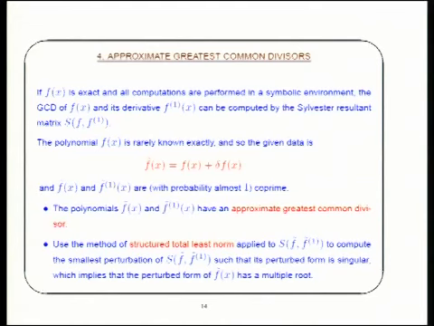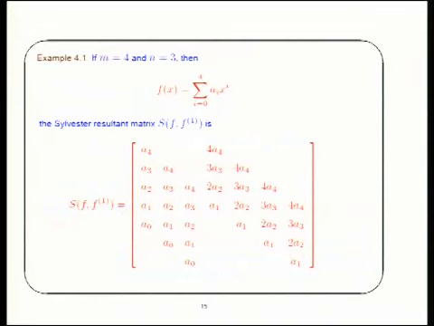This is done using, have you heard of the resultant matrices, Sylvester, Bezout, Dixon? Okay, we're going to do it using the Sylvester resultant matrix. And the Sylvester resultant matrix has two important properties. The rank loss is equal to the degree of the GCD, and you can work out the coefficients of the GCD by using a QR or LU decomposition.